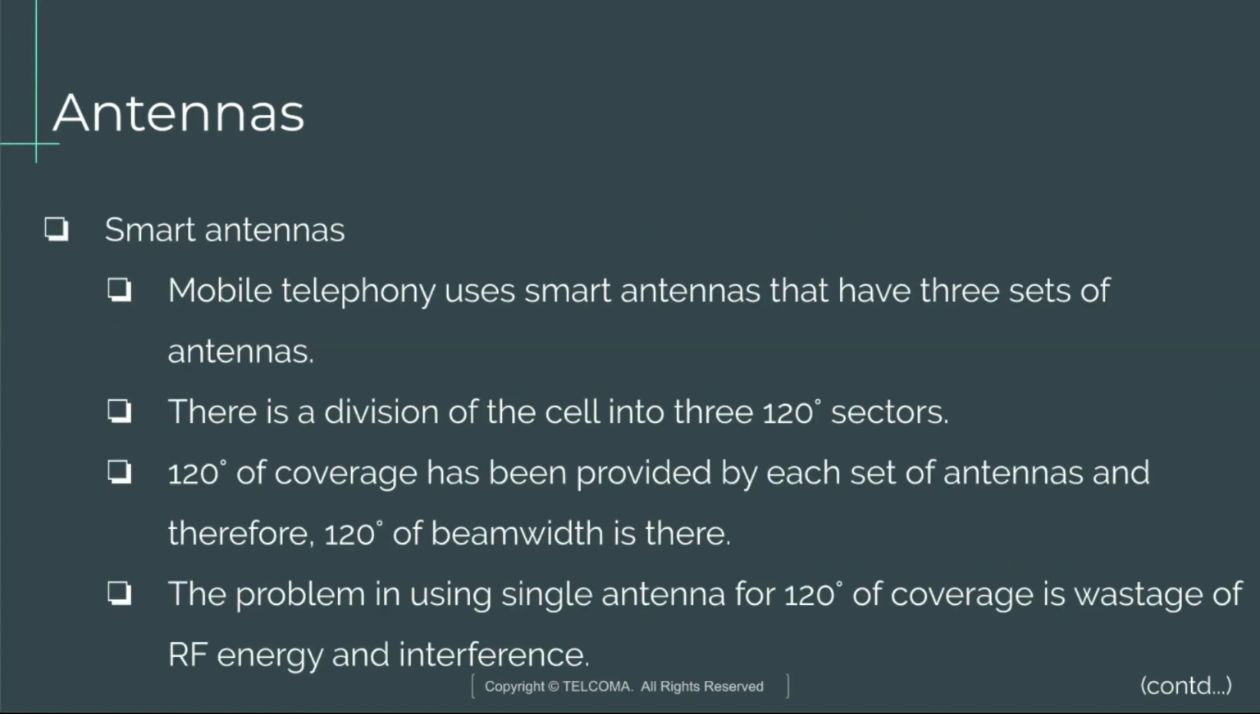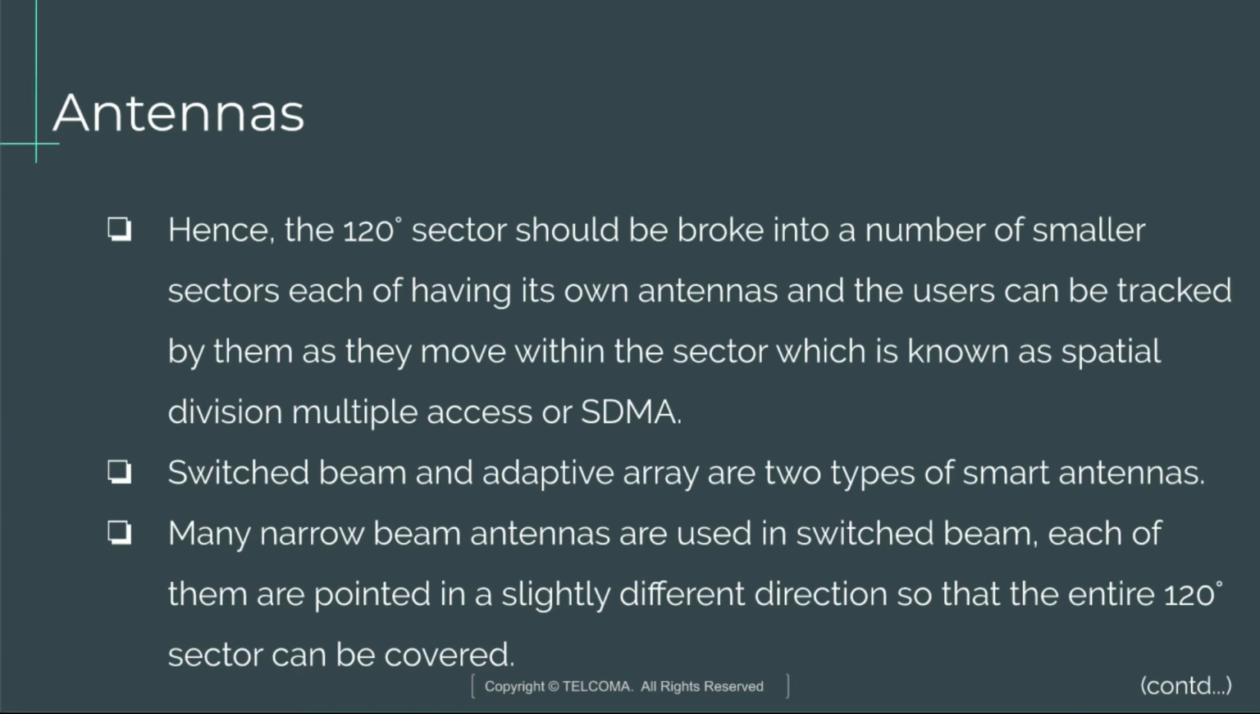Next is smart antennas. Mobile telephony uses smart antennas that have 3 sets of antennas. There is a division of the cell into 3 120-degree sectors. 120 degrees of coverage has been provided by each set of antennas and therefore 120 degrees of beam width is there. The problem in using single antenna for 120 degrees of coverage is wastage of RF energy and interference. Hence, the 120-degree sector should be broken into number of smaller sectors, each of having its own antennas, and the users can be tracked by them as they move within the sector, which is known as spatial division multiple access or SDMA.